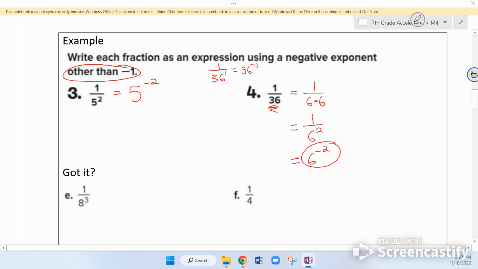All right, try the next one. See if you can pull it off. Pause it, try it, and then check. Okay, so we have 1 over 8 to the third. That means we're dividing by 8 3 times, so we can rewrite that as 8 to the -3. And this one, you could do 4 to the -1, but that wouldn't follow the directions. So we're going to first write that 4 as the product of 2 identical factors, 2 times 2, which would be 1 over 2 to the second, which would give us 2 to the -2.